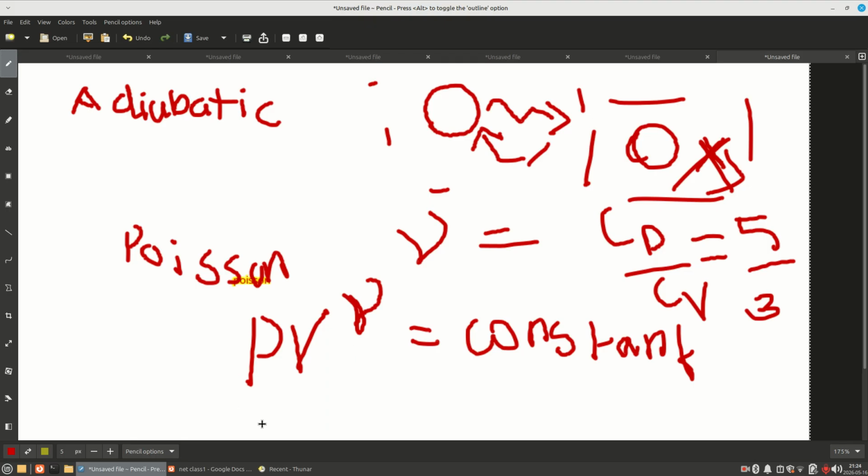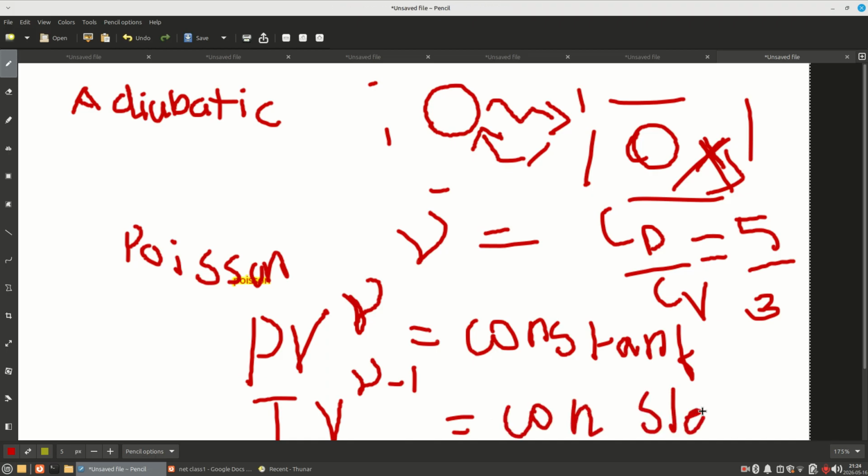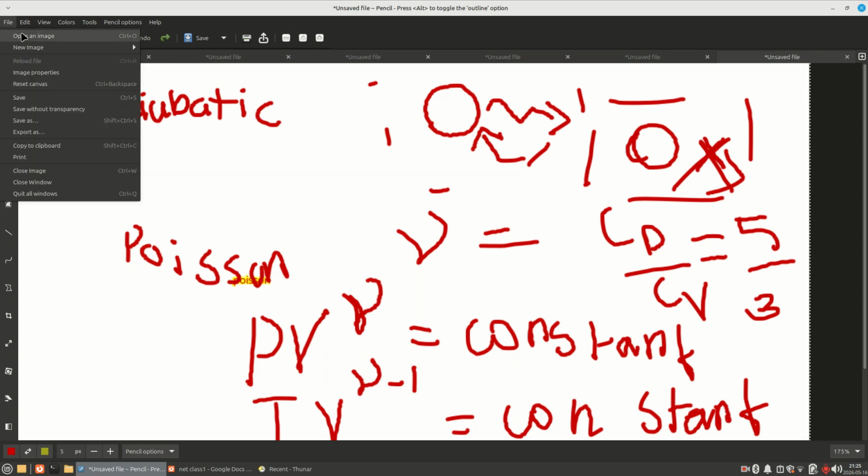There is another formula for Poisson's, which is T V^(gamma − 1) equal to constant. There are two formulas we have discussed here. Now we will dive into our question.